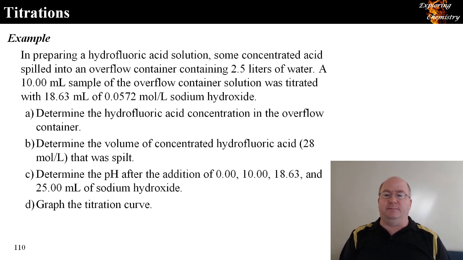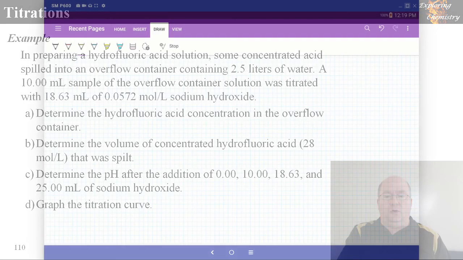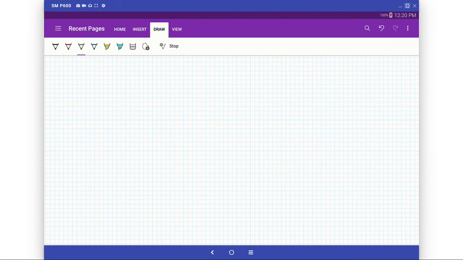You titrated a 10 mL sample of that with sodium hydroxide, and you found what the equivalence volume of sodium hydroxide required to reach the equivalence point is. And today we're going to determine the hydrofluoric acid concentration in the overflow container, and then determine the volume of concentrated hydrofluoric acid that was spilt, for the fun of it, and determine the pH after the addition of varying amounts of sodium hydroxide, and then graph that titration curve. So the first thing we're going to do is determine the hydrofluoric acid concentration in this.